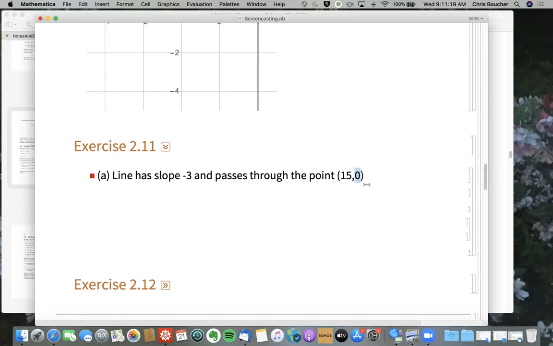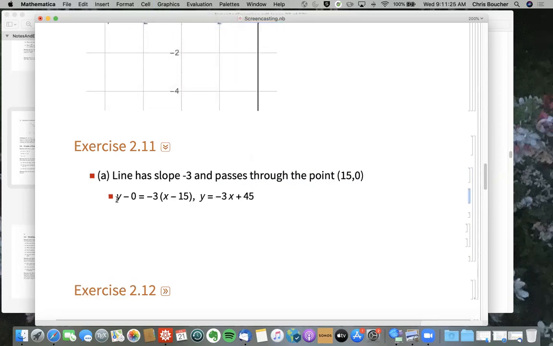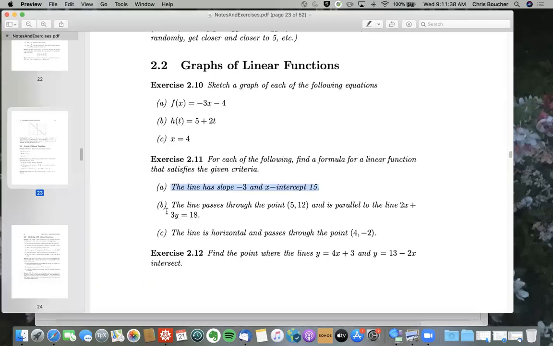And you'll recall, if we know the slope and we know a point, we can use point-slope form to go ahead and write down the equation, right? So y minus y1 equals, there's my m, times x minus x1. Then if you do a little bit of algebra, you can rearrange that and it looks like this. Okay, the next one: a line passes through a given point and is parallel to this line.